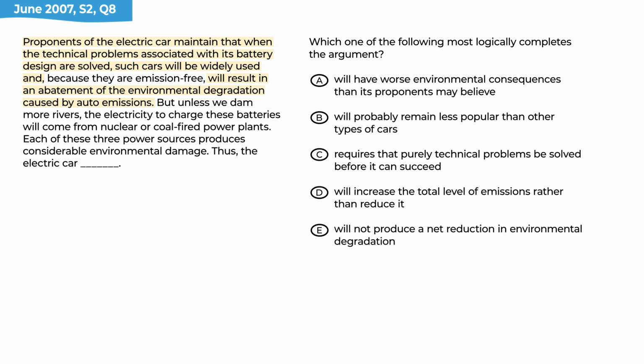Well, abatement is not necessarily a word we typically use. If you're fully caught up on your vocabulary, you'll know that it means to reduce. So what are they saying? They're saying it's going to reduce the environmental degradation or damage caused by auto emissions. So auto emissions are causing environmental degradation, and the electric car will result in a reduction of that degradation or damage. So we'll have less damage with the electric car than with cars before.